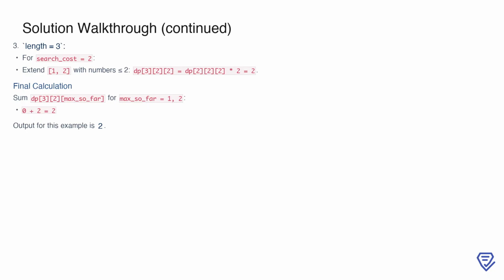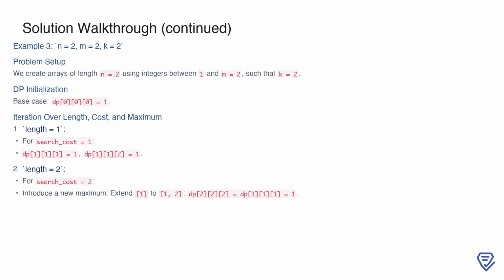To calculate the final result, we sum all dp[3][2][max_so_far] values for max_so_far equals 1, 2. Since dp[3][2][1] is 0 and dp[3][2][2] is 2, the total is 0 plus 2 equals 2. Thus, the output for this example is 2. In the third example, we focus on arrays of length 2 using integers between 1 and 2, with a search cost of exactly 2. As always, the base case is dp[0][0][0] equals 1.